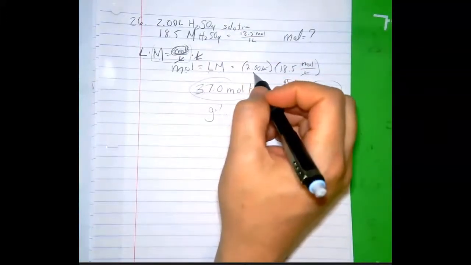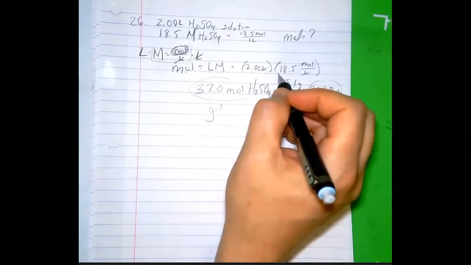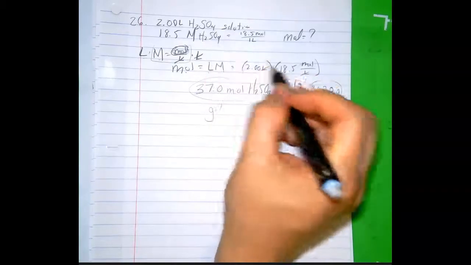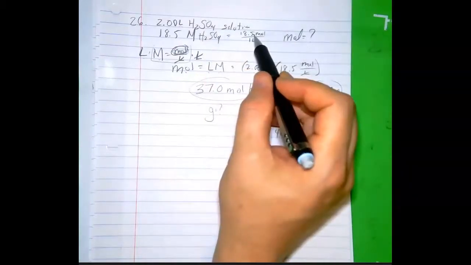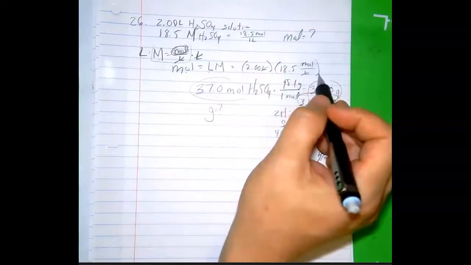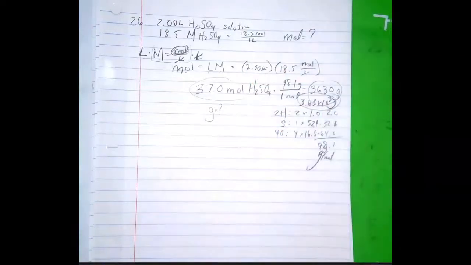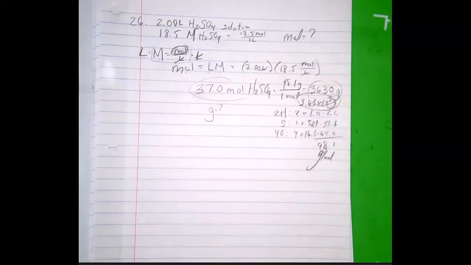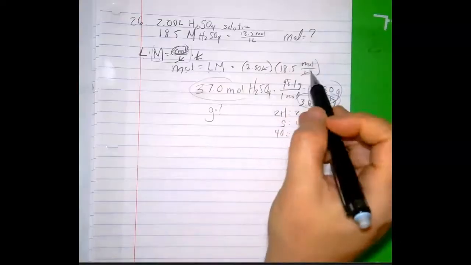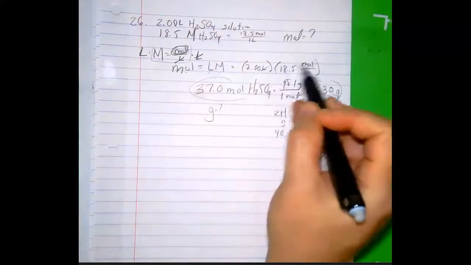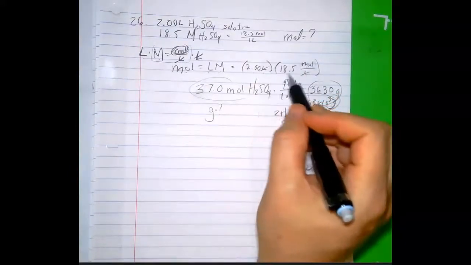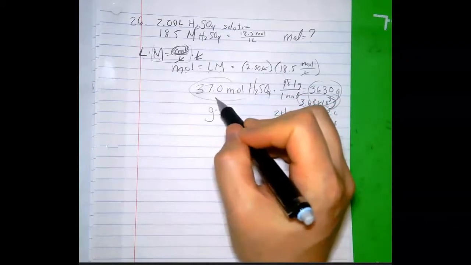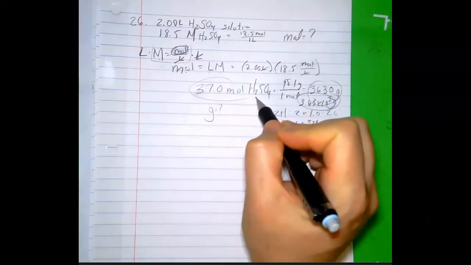Liters is 2.00 liters, and then this is 18.5 moles per liter, because molarity is the same as moles per liter, right? Why am I doing this? Because the next step says cancel out units. So I want to write it like that so I can cancel out units. And sure enough, I cancel liters on the bottom, liters on the top, and I'm left with moles. Then I multiply. 18.5 times 2 is 37.0 moles of H2SO4.